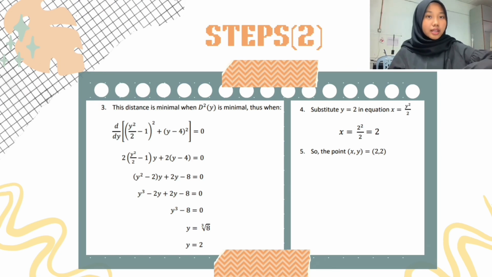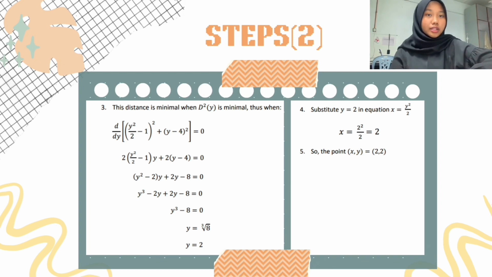So for the next step, we must differentiate the equation of d² and equate it to 0 to find the value of y when the distance is a minimum. So we must differentiate this equation by using the chain rule, and we will get 2 times (y²/2 − 1) times y plus 2 times (y − 4) equal to 0. After that, we must simplify the equation, and we will get y³ − 8 = 0. After that, we must find the value of y, which is y = 2.